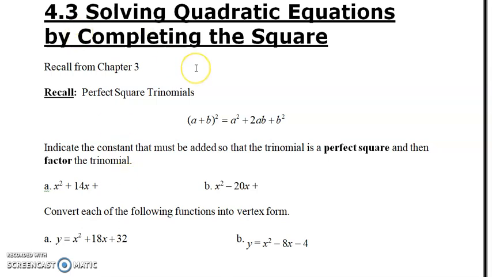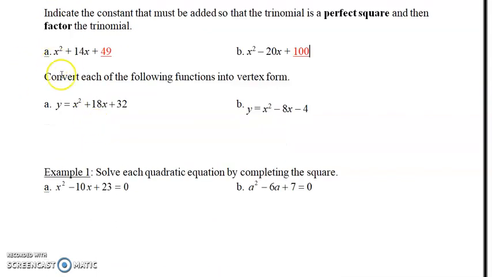Again, this is a little bit of review. Half of 14 is 7. 7 squared is 49. Half of negative, let's look at B, half of negative 20 is negative 10. Negative 10 squared is 100. Perfect. Let's convert each of the following into vertex form, which we did in the past.